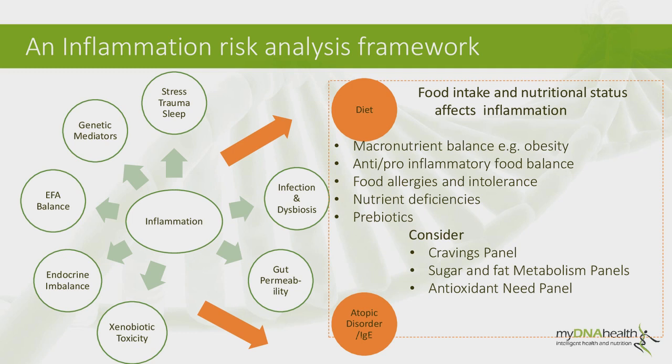And maybe under our framework, we would look at our cravings panel. There are genetic variants that show us maybe we're more likely to crave. Our sugar and fat metabolism panels, so SNPs and questions, help us understand how we are processing both of these macronutrients, and also antioxidants. There are SNPs related to maybe needing one specific antioxidant more than another, and looking at the client and patient's diet to really understand their actual need.